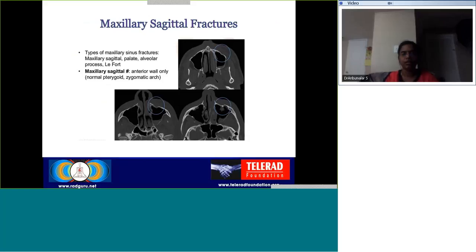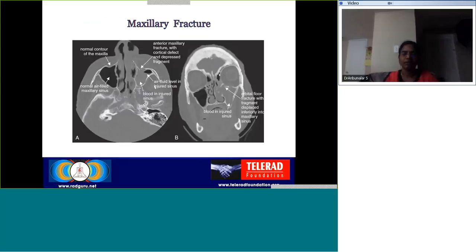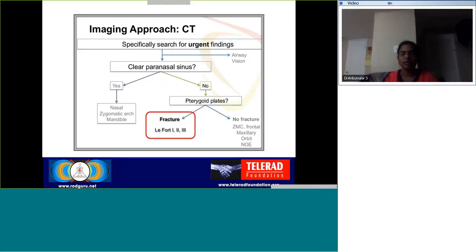Next comes the maxillary fracture. This isolated maxillary fracture is nothing but the cortical defect in the anterior wall of the maxillary sinus, and there is no associated zygomatic fracture or pterygoid plate fracture. So here is the anterior maxillary fracture with the cortical defect and the air fluid level in the lateral maxillary sinus, that is, the hemorrhage seen in the maxillary sinus.